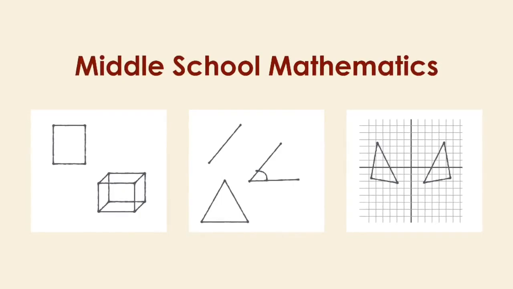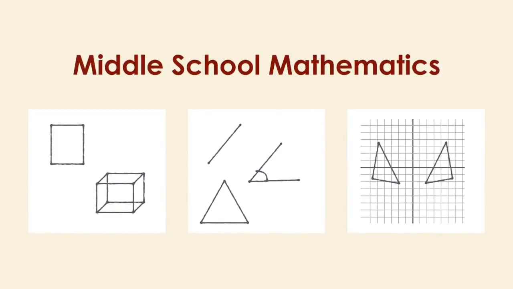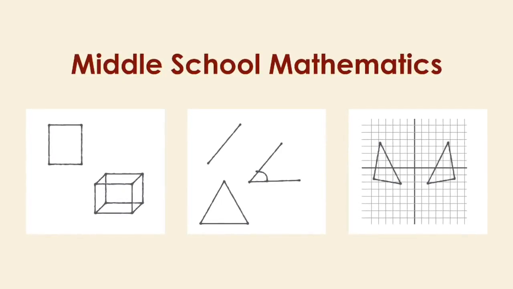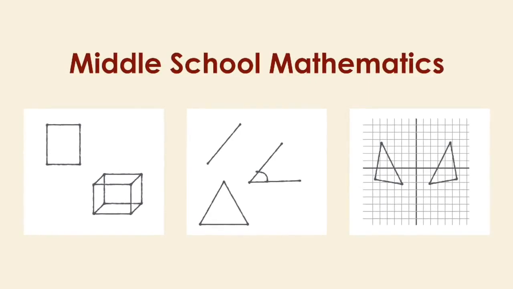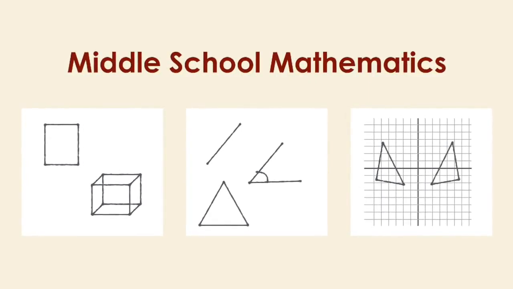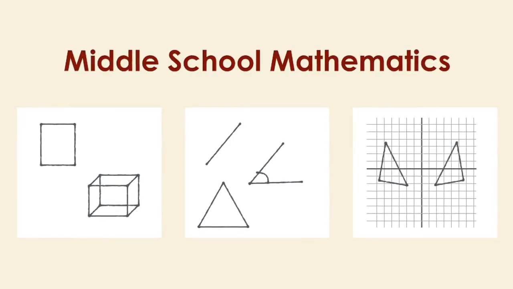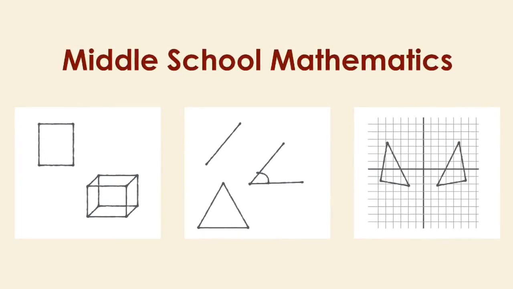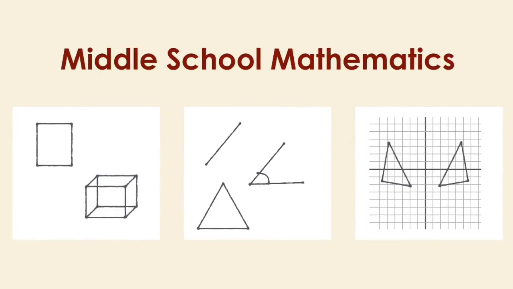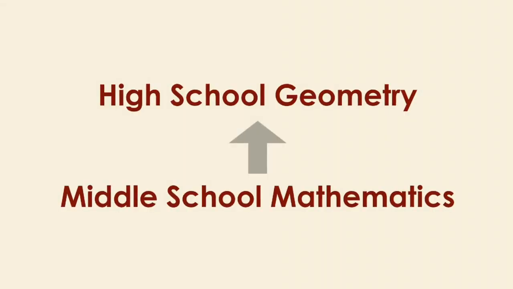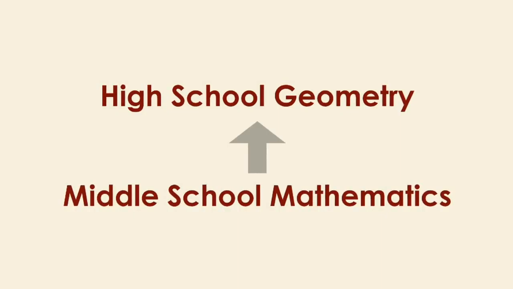In middle school mathematics, students have already begun their study of geometric concepts. They have studied area, surface area, and volume, as well as informal investigations of lines, angles, and triangles. Students have also explored transformations, including translations, reflections, rotations, and dilations. The fundamental purpose of the course in geometry is to formalize and extend students' geometric experiences from the middle grades.